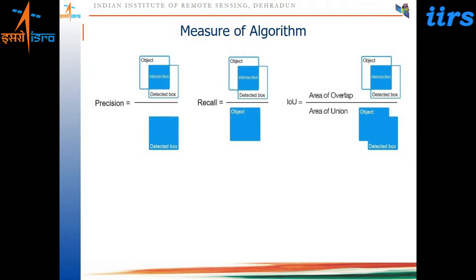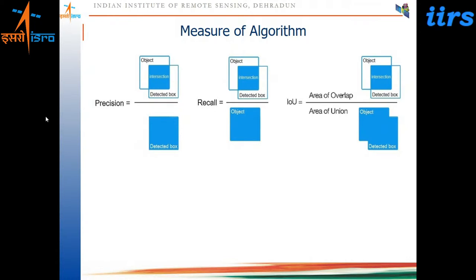In that case, if you create another metric called IOU, it talks about the overlapping area between the objects, divided by the total area enclosed by the actual object as well as the detected objects. So these are also measures which are used for evaluation.